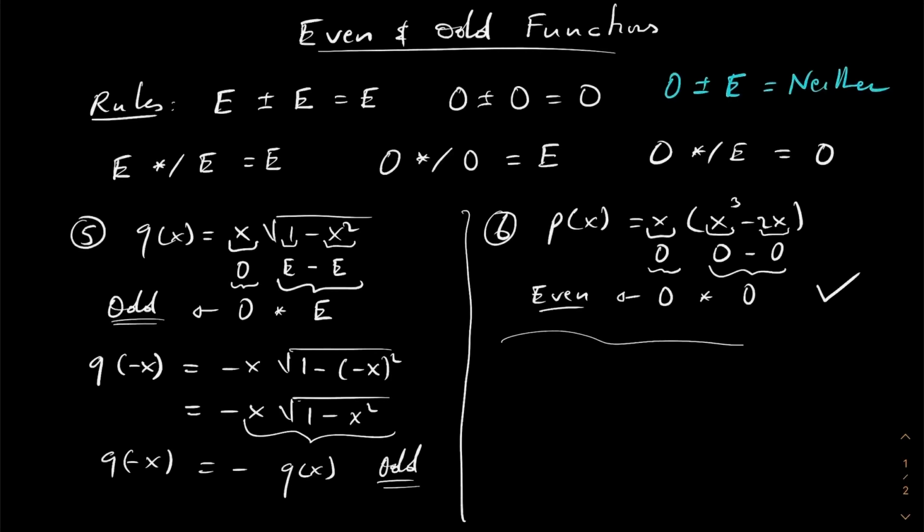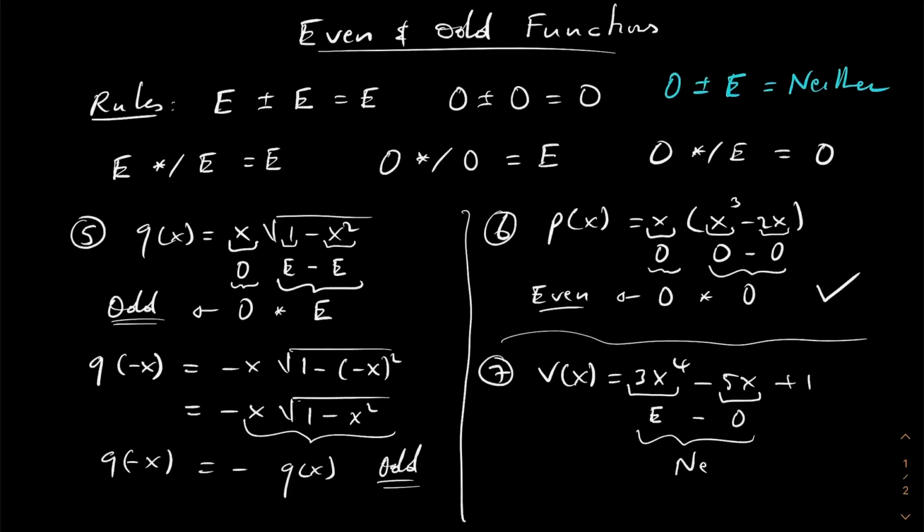So for instance, if I give you a function v of x equals 3x to the power of 4 minus 5x plus 1, you can look at this function and notice that your first term happens to be a power of 4, so that's an even function, but the second term here happens to be a power of 1, so that's an odd function. And so with that alone, you can stop and say that this function is neither even nor odd, because there are both odd and even terms making up your function. And so from that, you should be done.